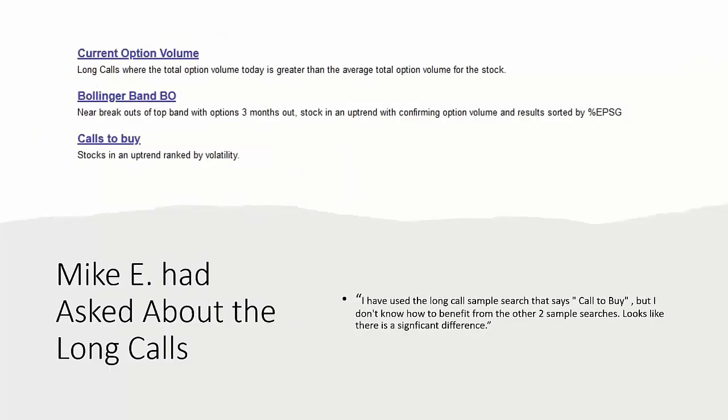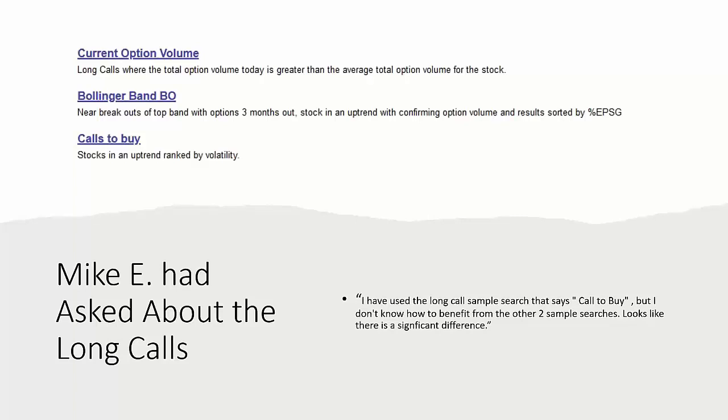Now, Mike's question was related to the long calls, and he sent an email and said, I've used the long call sample search that says calls to buy, but I don't know how to benefit from the other two sample searches. Looks like there's a significant difference. So, what do we have here? In that sample search, there are three themed searches.